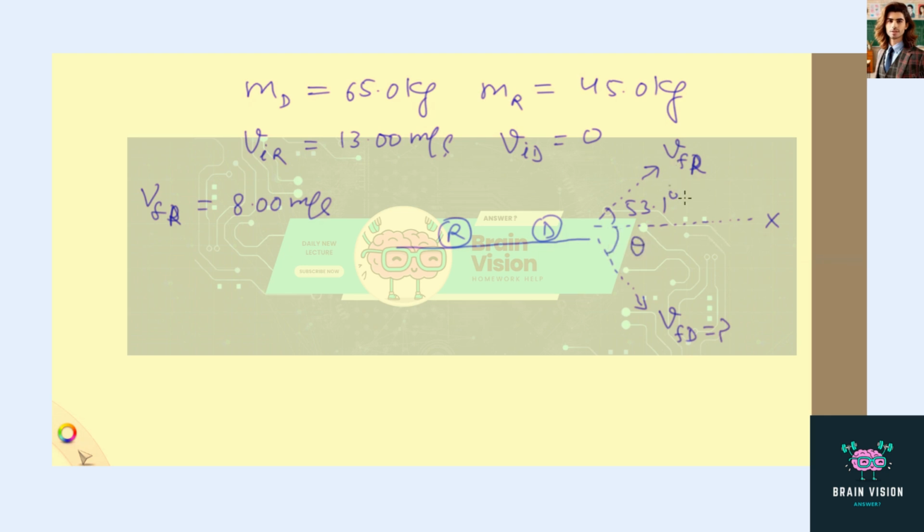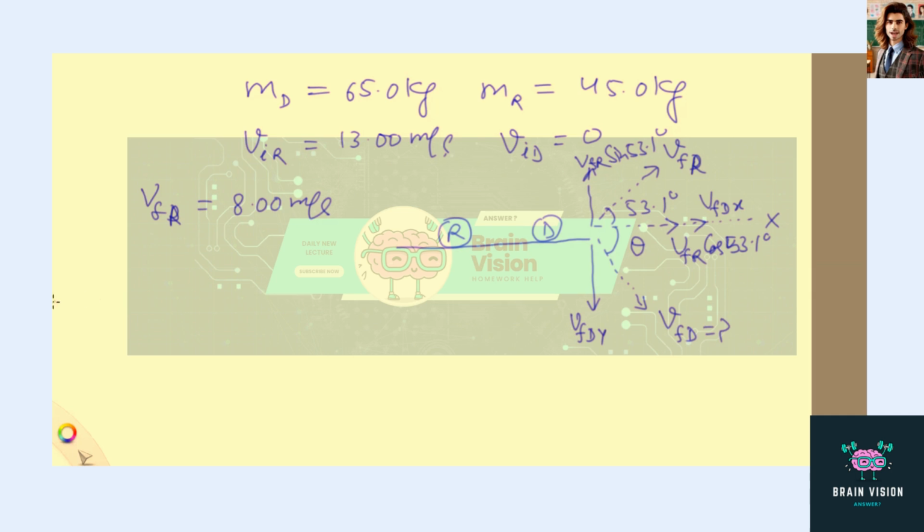If we find the components of the final speed of Rebecca, this is v_fR cos 53.1 degree, and this is v_fR sin 53.1 degree. Similarly, for the final speed of Daniel, let the component along the x-axis be v_fDx, and this is v_fDy, the component of the final speed of Daniel along the y-axis.